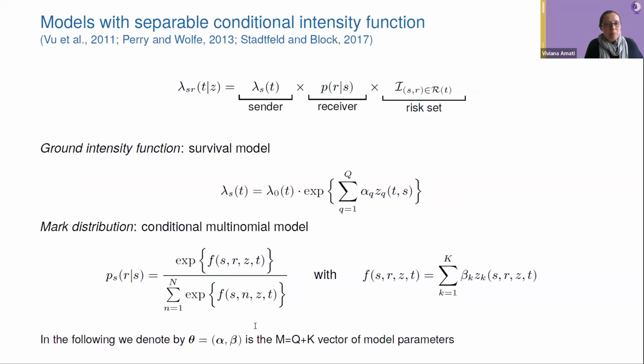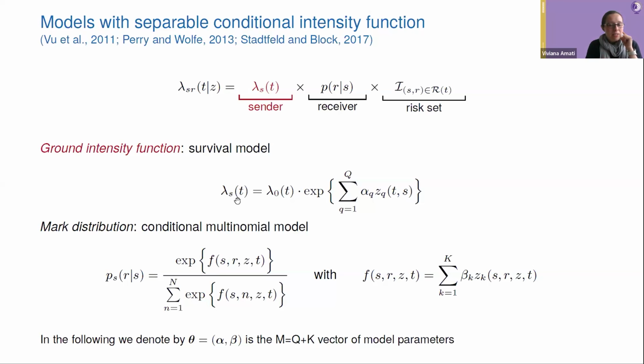Here I will focus on models with separable conditional intensity function that are based on this actor-oriented perspective, where we assume that when ties or interactions are created, there is a sender who initiates the event and then a receiver. So according to the Doob-Meyer decomposition that Martina already showed you, we can factorize our conditional intensity function into 3 blocks. One that models the rate at which actors get the opportunity to initiate an event, which is denoted here by this lambda S(t). And this is the component of the model that is called the ground intensity function.